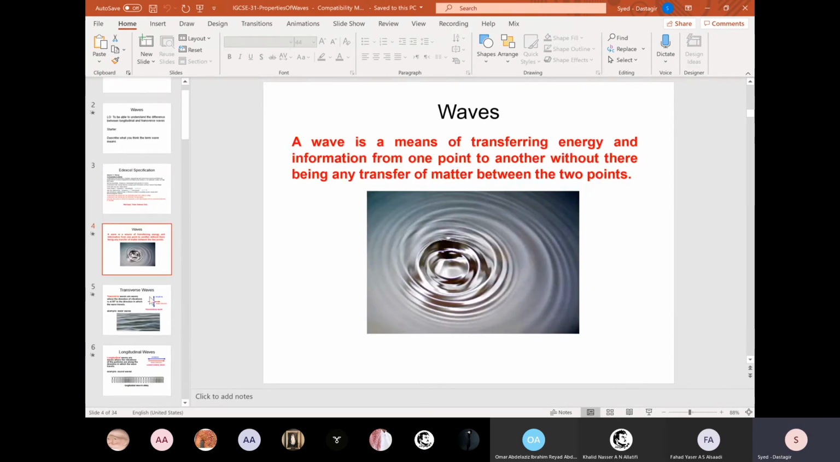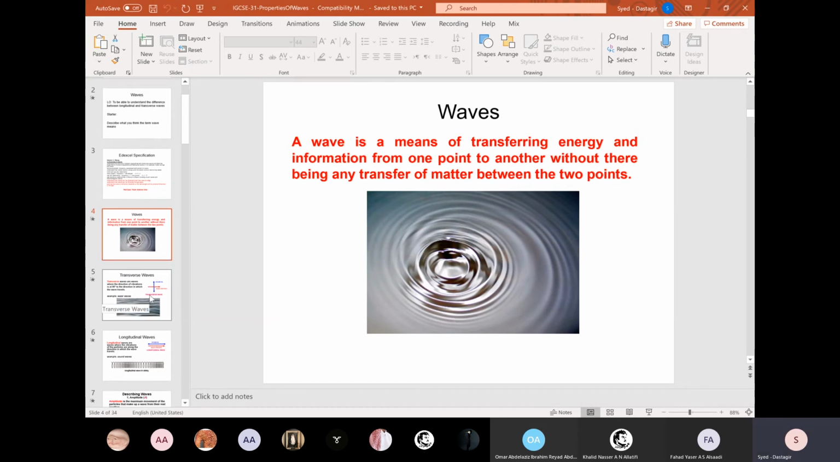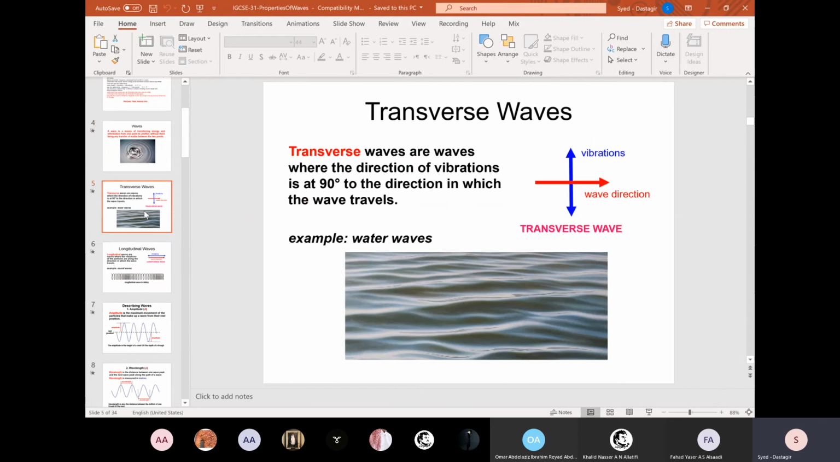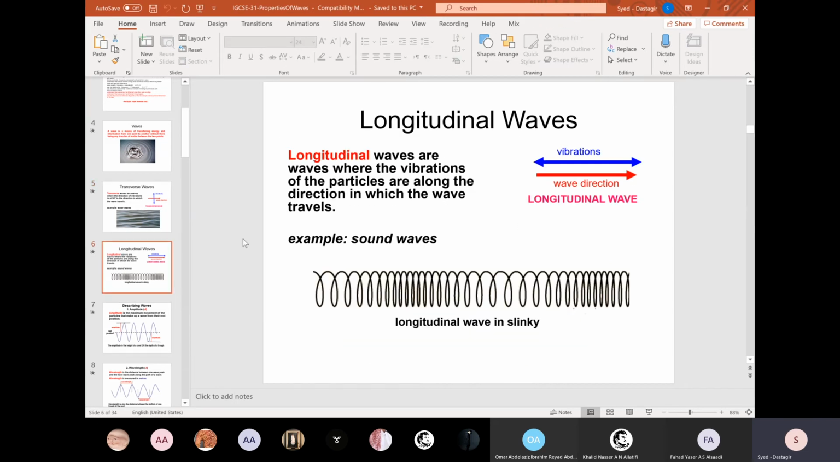So that's what we did yesterday. We wrote down these definitions. Hopefully everyone can see the PowerPoint now. So waves, we need to know what waves mean. It's just transferring energy and information from one point to another. Transverse wave, as correctly said by Khalid, is perpendicular or 90 degrees to the direction the wave travels. Longitudinal is side to side. And for example, these are sound waves.